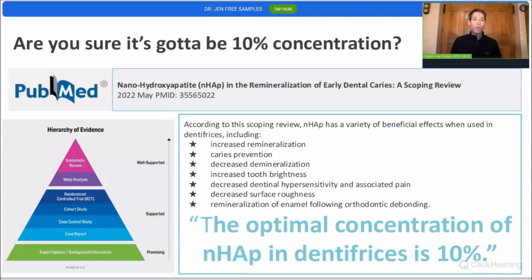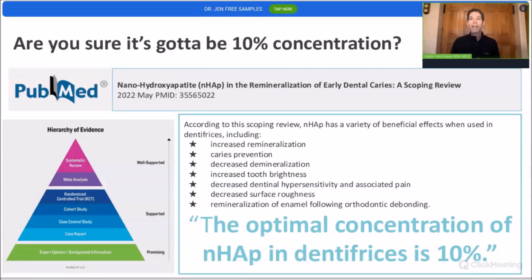It is demonstrated to do all of those key factors, provided it's in the optimal concentration. As Dr. Kroling said, concentration is key with nano-hydroxyapatite. There is a sweet spot. This is a systematic review, the platinum standard really of research, the highest level of credibility that we have for research, published in 2022, that stated in the conclusion that the optimal concentration of nano-hydroxyapatite in dentifrices is 10%.